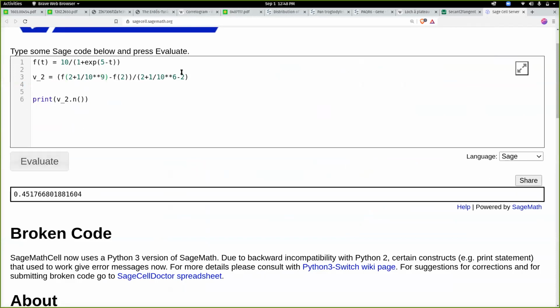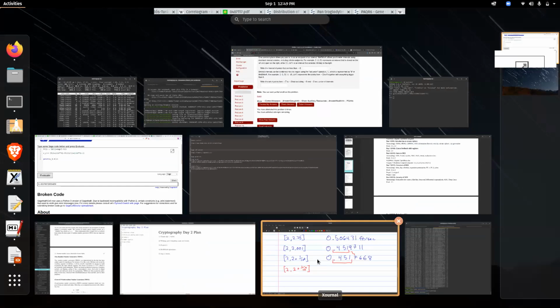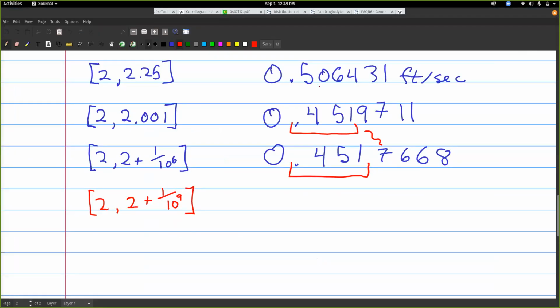So what do we get then? All right, so I need to jot this down. 4517666729. Right, and I'll come back over to my other screen here. And the number that we just got is 0.451766729. And now let's see what's happening here in terms of our approximations.